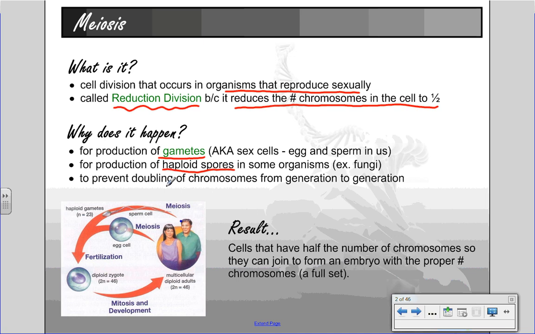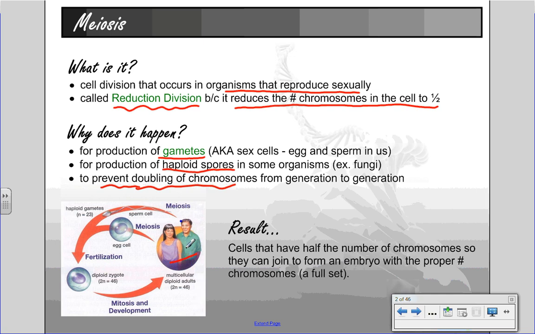In general, the reason it happens is to prevent doubling of chromosomes from generation to generation. Because if it didn't happen, and our egg and sperm cells had the same number of chromosomes as every other cell, then when they come together, we'd end up with twice the number of chromosomes in the new baby. This is a really good diagram. So if you follow the diagram, you can start with mother and father.